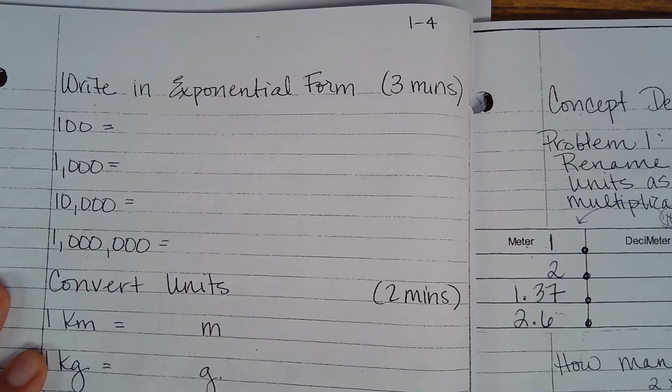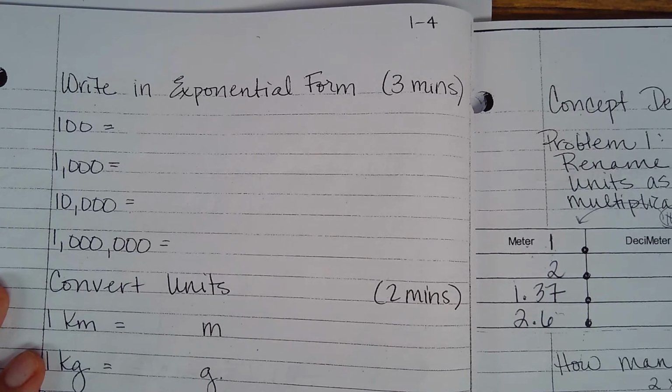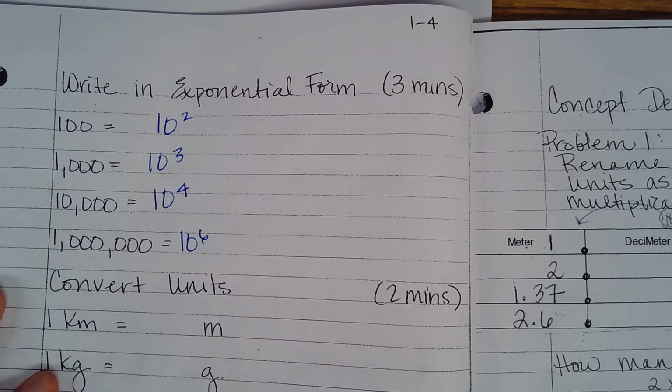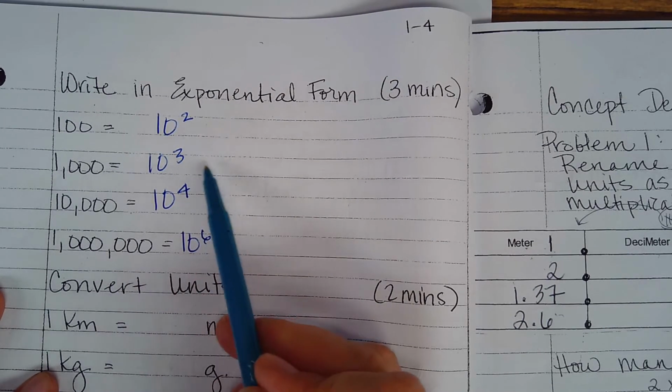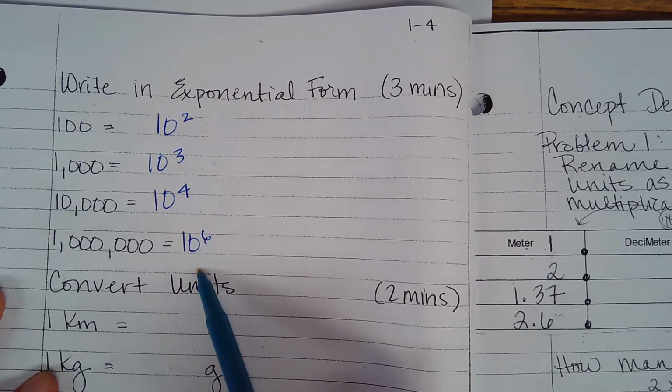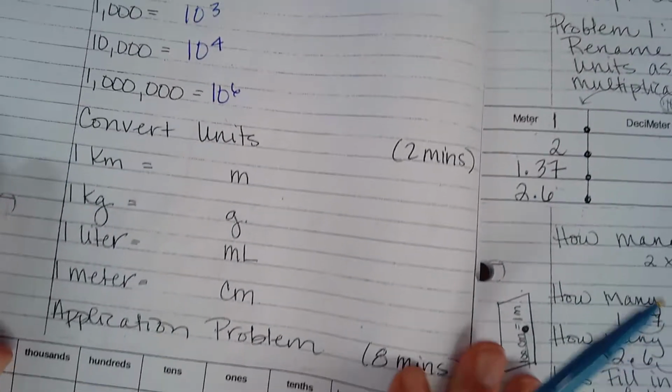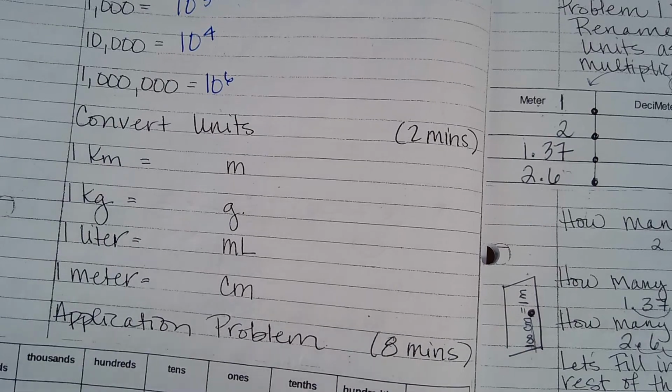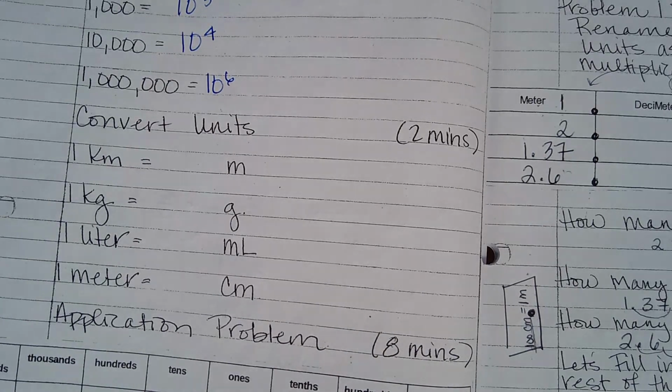So go ahead, I'll give you 30 seconds, and I bet you can do it faster than 30 seconds. Come back, check your work. All right, did you get 10 to the second, 10 to the third, 10 to the fourth, 10 to the sixth? Lastly, let's come over here and we're going to convert units.